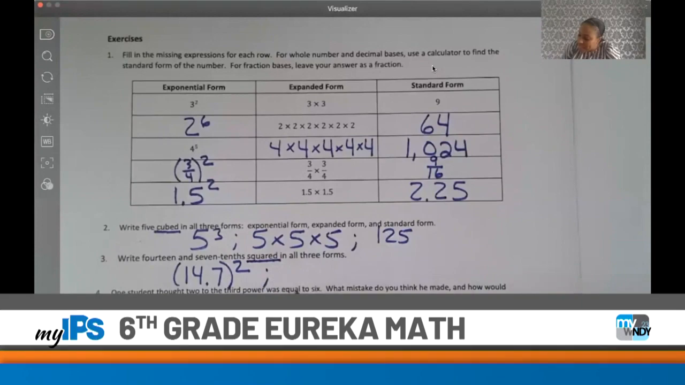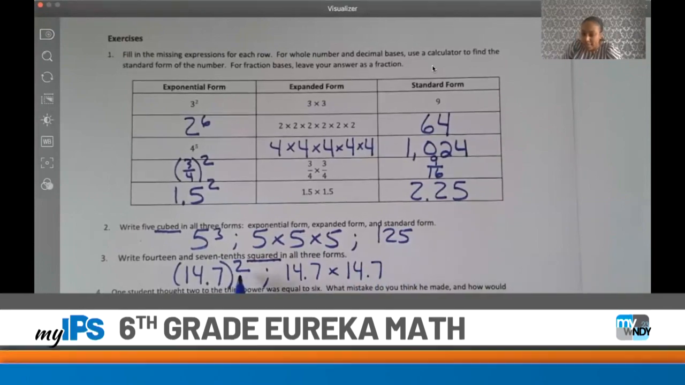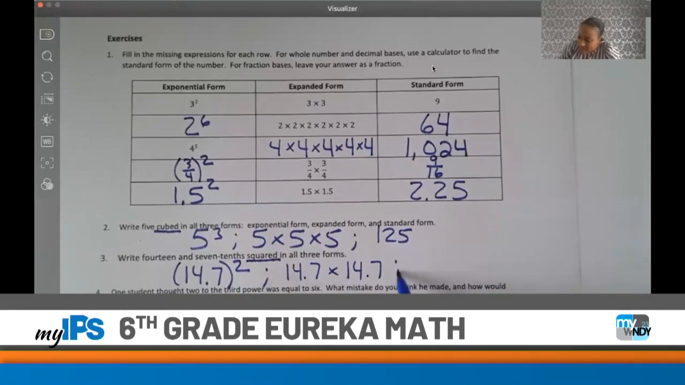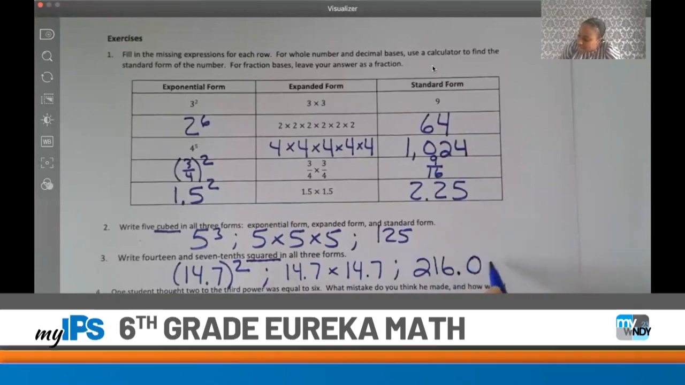Now let's write that in expanded form. 14 7/10 times 14 7/10. I have to write it twice. 14 7/10 times 14 7/10 equals 216 9/100. This is written in standard form.